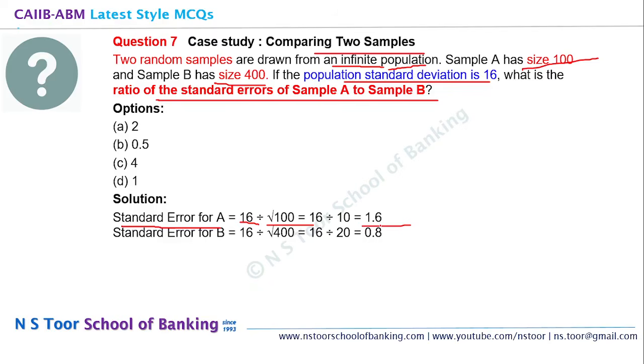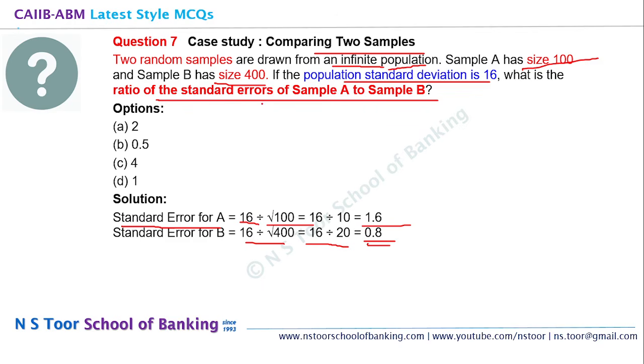In that way you can try for B also. Though I have shown, please try to do it yourself. It is very easy to calculate. You have to calculate in the same way. So what is the standard error for B? It is 16 divided by square root of n, that is 400, that is 16 divided by 20, so it comes to 0.8. So for standard error of A, our answer is 1.6, and for standard error of B, our answer is 0.8.